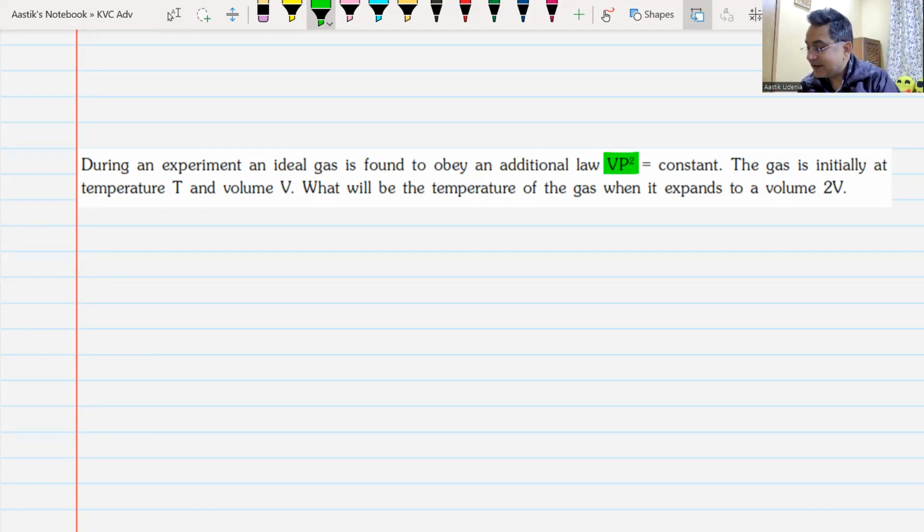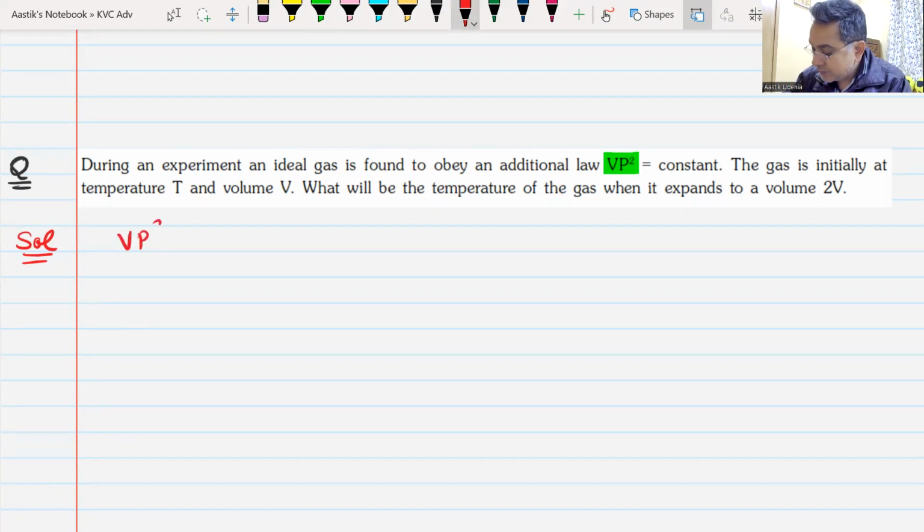During an experiment, an ideal gas is found to obey an additional law: P V square is constant. The gas is initially at temperature T and volume V. What will be the temperature of the gas when the volume becomes 2 times V? You have 2 minutes to give me the answer for this one. A very simple question, my dear friend. What will be the temperature of the gas when the volume becomes 2V?